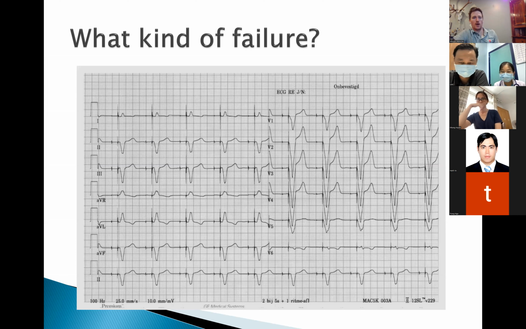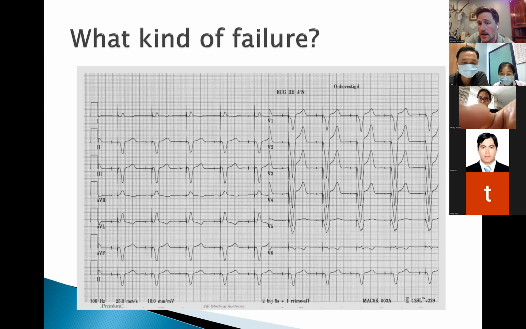So let's look at this one. What kind of failure is this? Well, we see a wide QRS. We see pacer spikes right before that QRS. We also seem to see a pacer spike that occurs right before the QRS. So this would be a dual pacemaker, right? An AV pacemaker, right?